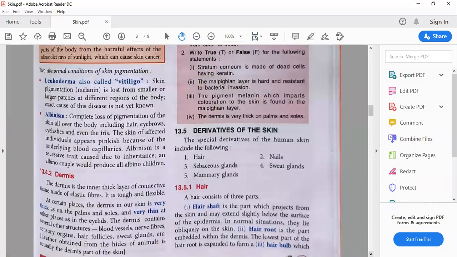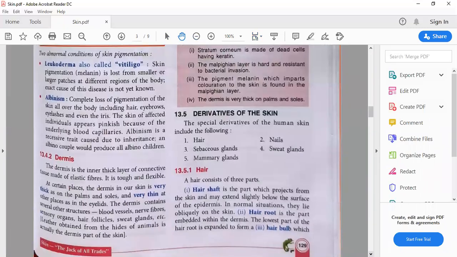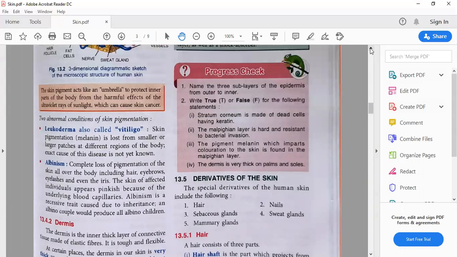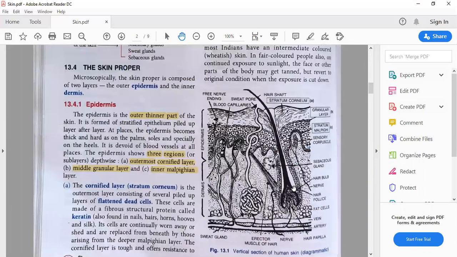Okay, so hair shaft मतलब जो बाहर की तरफ है. Hair shaft is the part which is projecting from the skin and it may extend slightly below the surface of the epidermis. Okay, in normal situation they lie obliquely on the skin. Hair root is the part embedded within the dermis. Yes, diagrams are there. ये देखो यहाँ पे दिख रहा है आपको, root दिख रहा है.